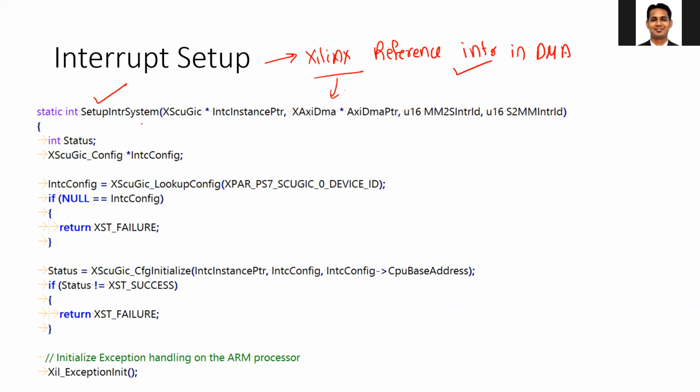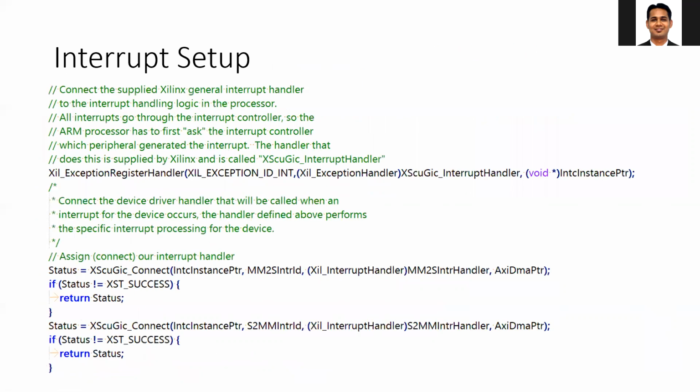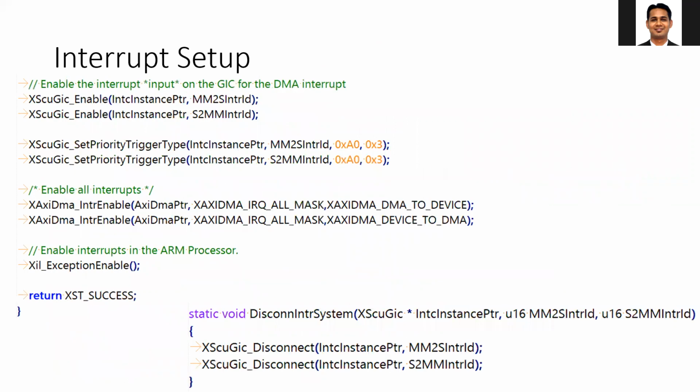So in our setup interrupt function, you can see that we are first configuring the GIC. Then we are doing step 1, which is initializing the exception handling in the ARM processor. Then we are connecting the GIC with core 0. Then we are connecting the 2 interrupt sources inside the GIC. And then we are closing the switches on the GIC. Then we are closing the switches on the interrupt sources. This is the optional step where we are setting up the priority of the interrupt. This is optional, you can skip it.